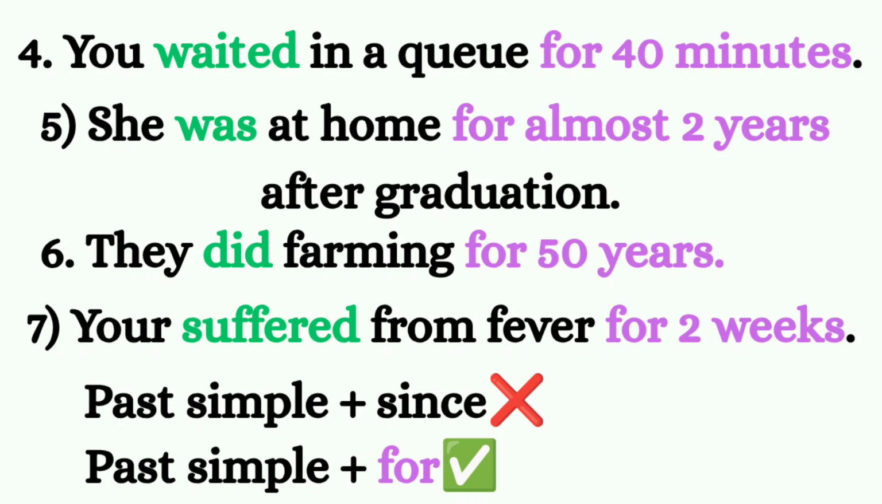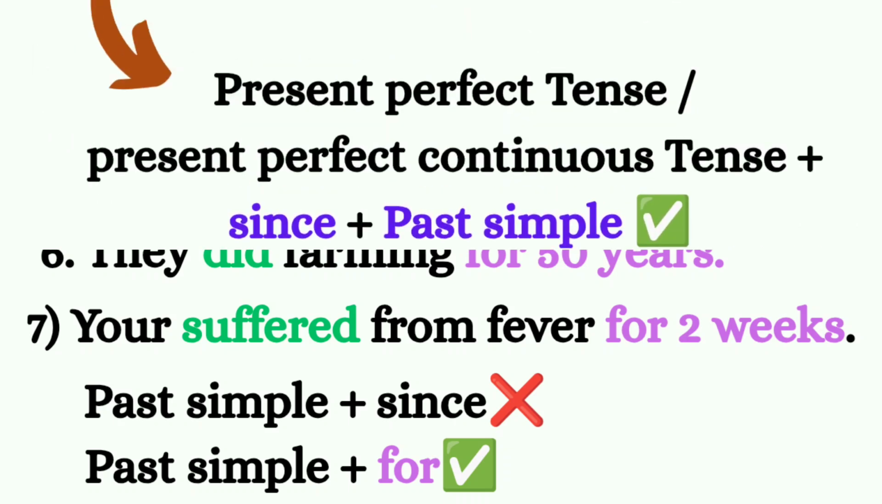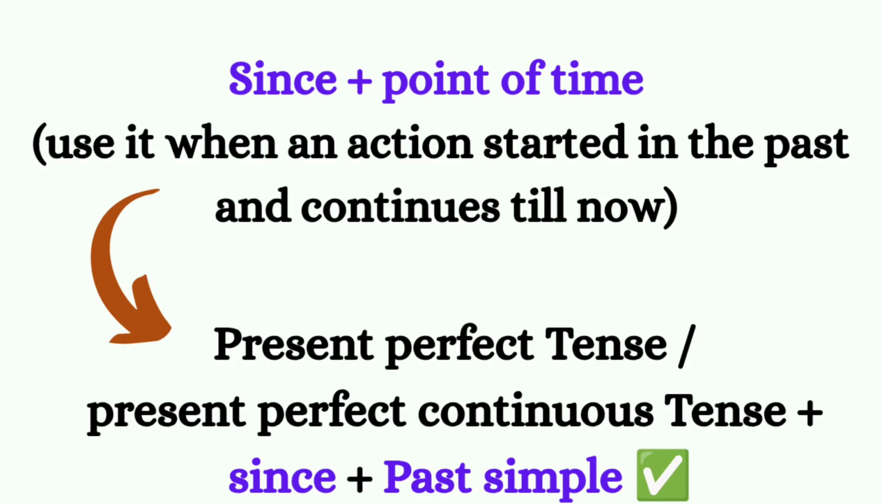Remember, for is only used in past simple, and since and for both are used in present perfect and present perfect continuous tense. So we will make a separate video on that. Here I have written since plus point of time. We use since when an action started in the past and continues till now.